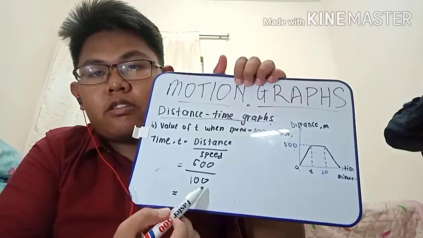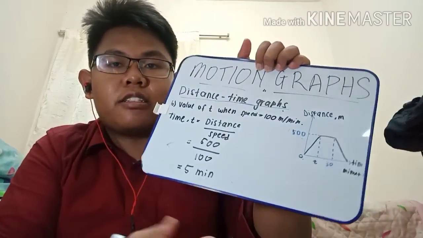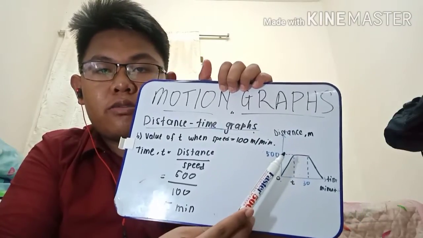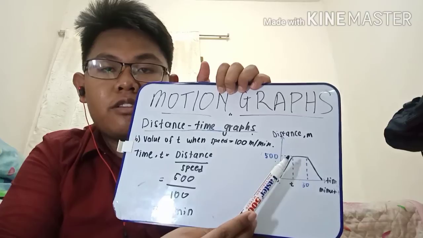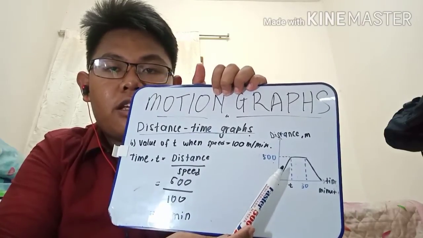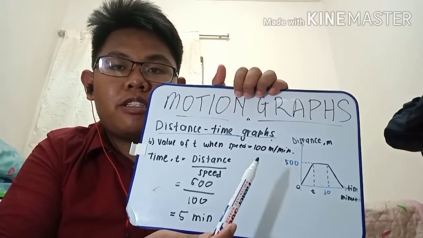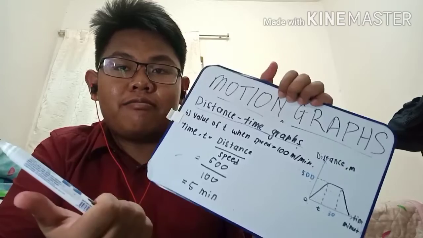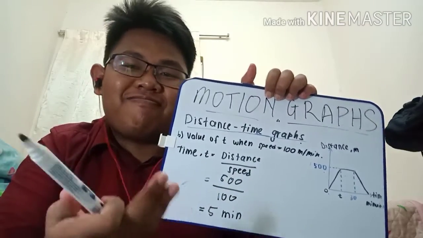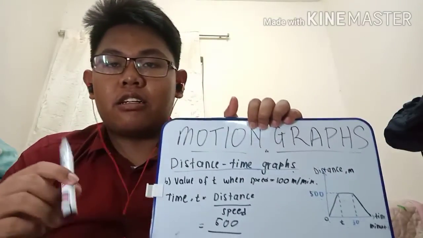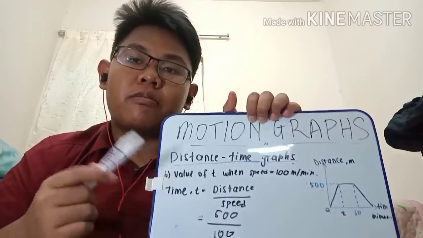So we divide 500 by 100, then we get 5 minutes. So this means that Sahana moved from her house to her friend's house, which is 500 meters from her house, in 5 minutes at a speed of 100 meters per minute. Simple, right? Motion graph is easy, you know. So that's for the distance time graph.